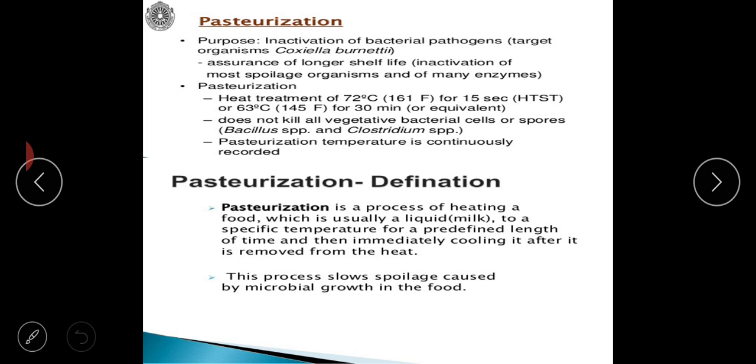What is pasteurization? The definition goes like this: it is a process of heating a food, which is usually a liquid or milk, to a specific temperature for a predefined length of time, and then immediately cooling it after it is removed from the heat. And this process slows spoilage caused by microbial growth in the food.